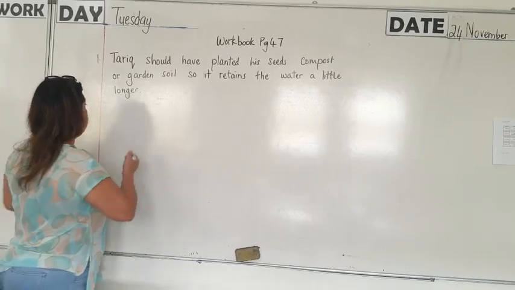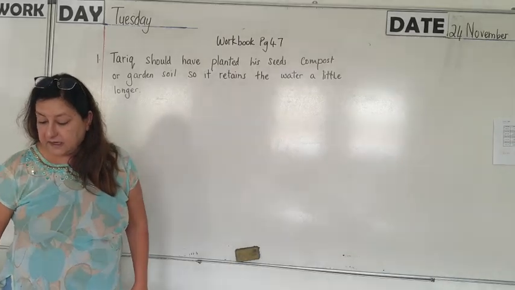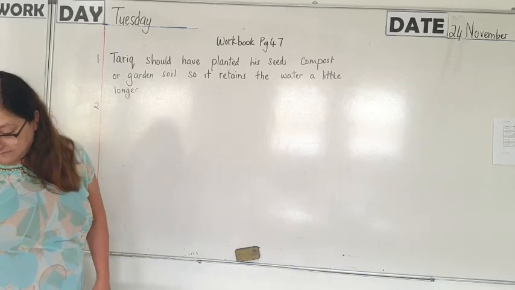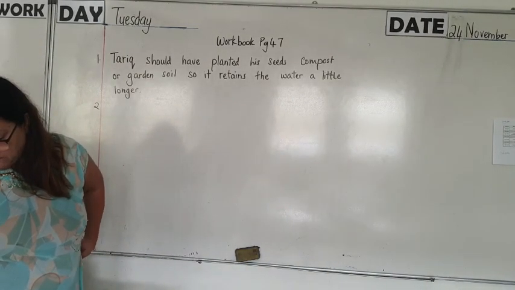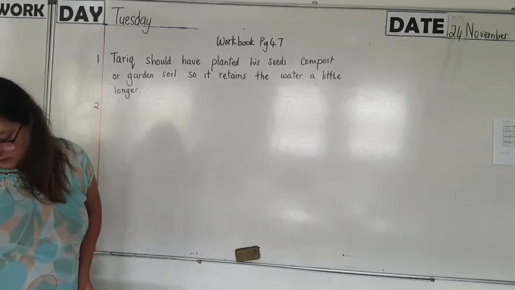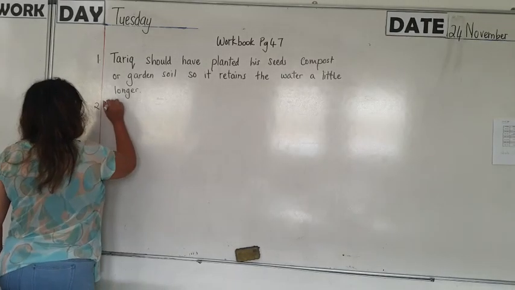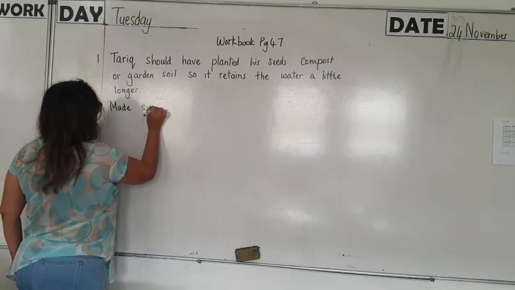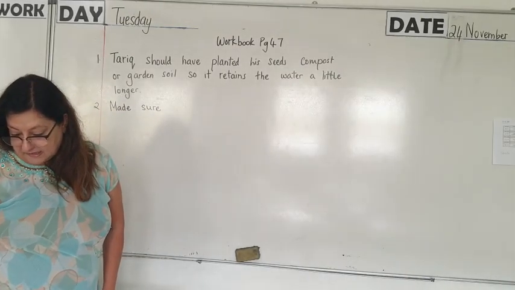Now, number 2 question. What could you have done differently? How would we have done the experiment differently? Make sure the same depth of each substance was inserted in each bottle. So make sure, means the level of soil in each bottle should be the same.